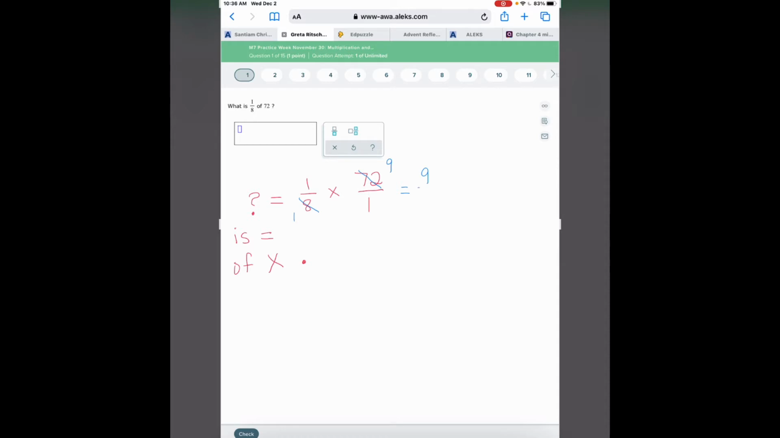and so I would either end up with 9 over 1, which is 9, or if I didn't cancel in the first place, I might have 72, 1 times 72 is 72, over 8 times 1 is 8. And 72 divided by 8, all fractions are division problems, and 72 divided by 8 is 9. And so I would get the same answer either way.